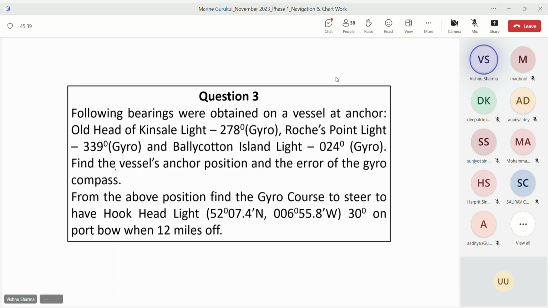The following bearings were obtained for a vessel at anchor: Old Head of Kinsale 278 gyro, Roche's 339 degrees gyro, Ballycotton 024 gyro. Find the vessel's anchor position and the error of the gyro. From the above position, find the gyro course to steer to have Hook Head light 30 degrees on the port bow when 12 miles off. Now, please reread if you want. Tell me which method can be deployed.